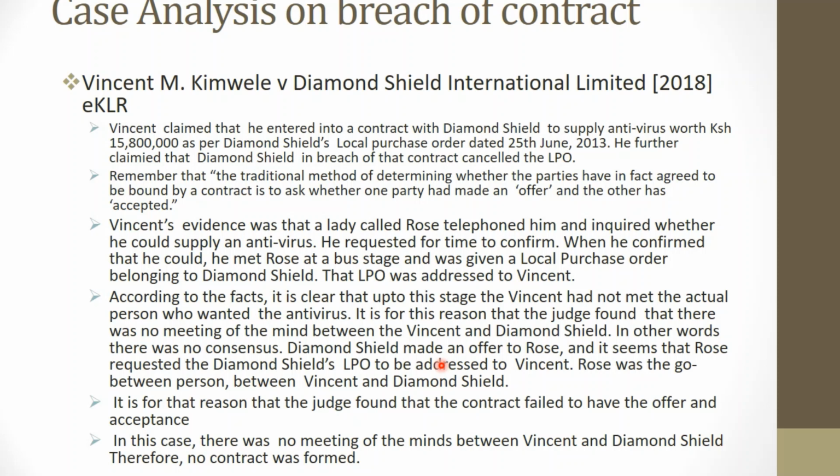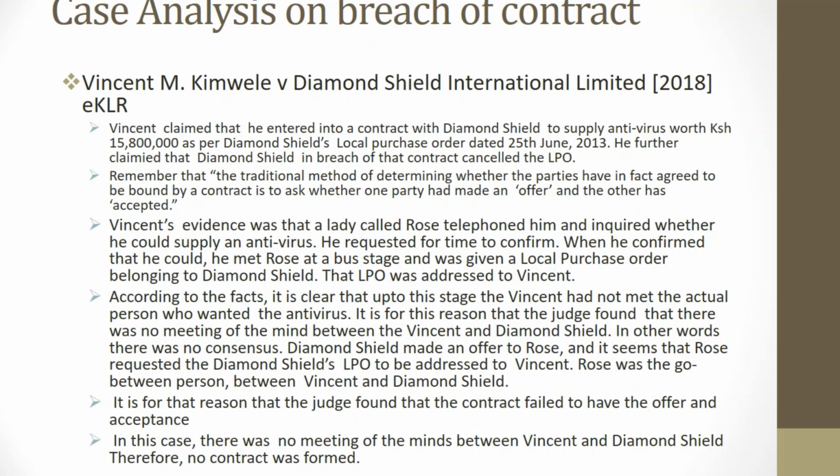Remember, as we discussed in our first video, that the traditional method of determining whether the parties have in fact agreed to be bound by a contract is to ask whether one party had made an offer and the other had accepted. Now, with that in mind, remember the offer was made to Rose and not Vincent. So Rose, it seems, was a go-between person between Vincent and Diamond Shield. And for that reason, the judge found that the contract failed to have offer and acceptance. Remember, in the previous video, we discussed the rules governing offers, and one of them was that an offer should reach the offeree. So Vincent and Diamond Shield had no interaction directly, and there was no offer between the two parties, and for that reason there was no contract.